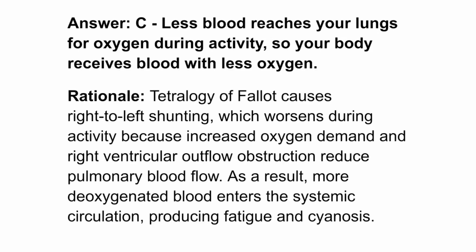Answer. C. Less blood reaches your lungs for oxygen during activity, so your body receives blood with less oxygen. Rationale. Tetralogy of Fallot causes right-to-left shunting, which worsens during activity, because increased oxygen demand and right ventricular outflow obstruction reduce pulmonary blood flow. As a result, more deoxygenated blood enters the systemic circulation, producing fatigue and cyanosis.